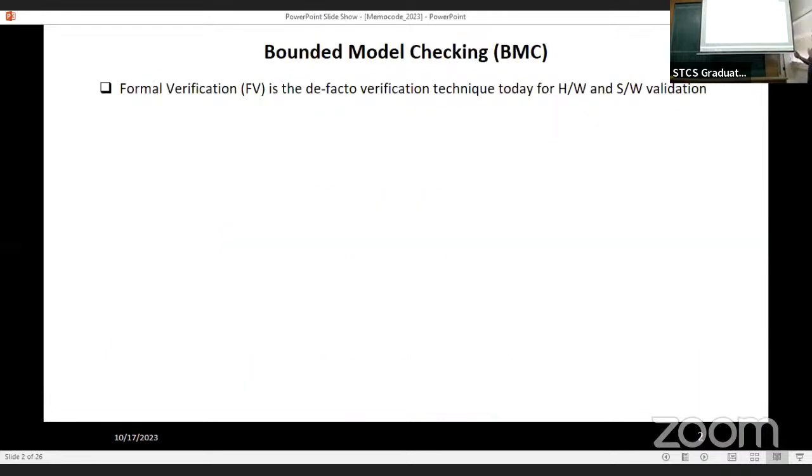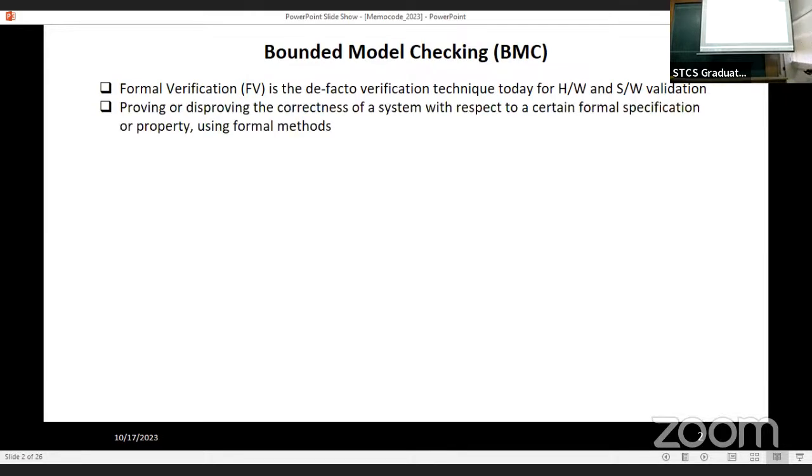So, as many of you possibly know, formal verification is the de facto verification technique today for hardware and software validation. And what is the key principle? This is how it works. Typically, you have a system that you want to analyze with respect to a specification, which again is formally specified. And what you typically do is analyze whether there is any trace of the system that gives you a bug, or whether you can prove convincingly that under all input scenarios this system is going to behave correctly with respect to the specification. So this is the key principle of formal verification.